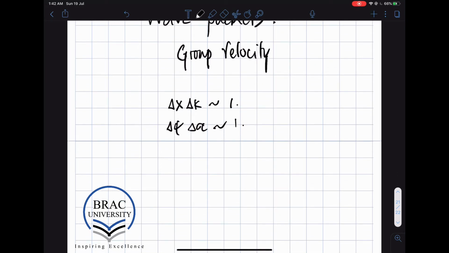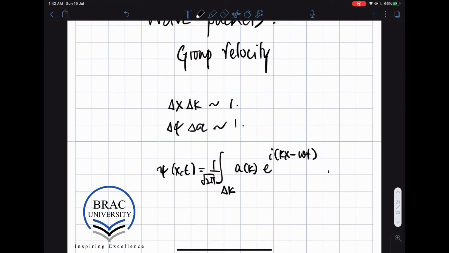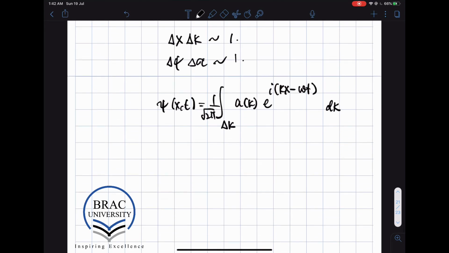So let's take a wave packet. The integral in principle goes from minus infinity to plus infinity. But if it's a wave packet, then the integral over k will be over some finite region, which we can call delta k. This is going to be my Fourier coefficients, and I'll have e to the power i(kx minus omega t) dk.